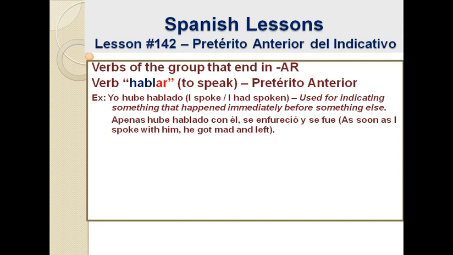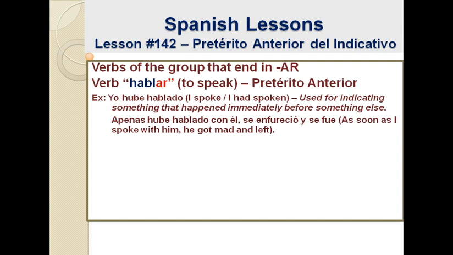Okay, this sentence can be divided in 2 parts, or 2 different moments, right, in the past. First let's translate it into English. This means, as soon as I spoke with him, he got mad and left, right? We can divide this into 2 moments in the past. As soon as I spoke with him, and the other moment is he got mad and left. And we see that although both are things that happened in the past, one happened immediately before the other one, right? But immediately before, not much before.